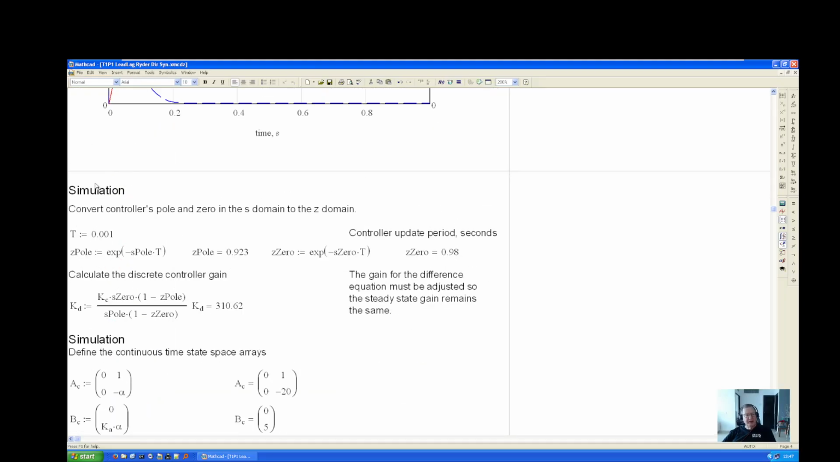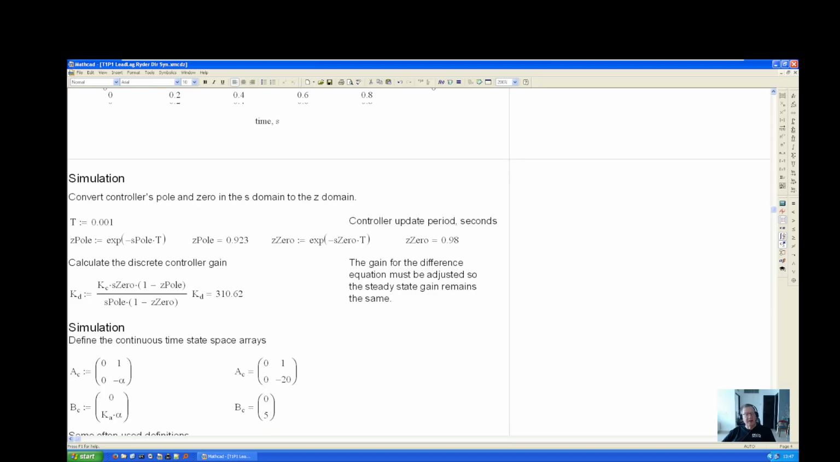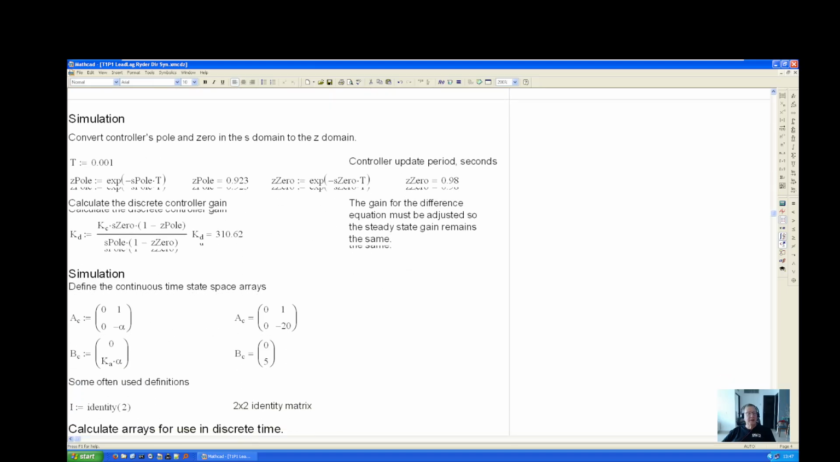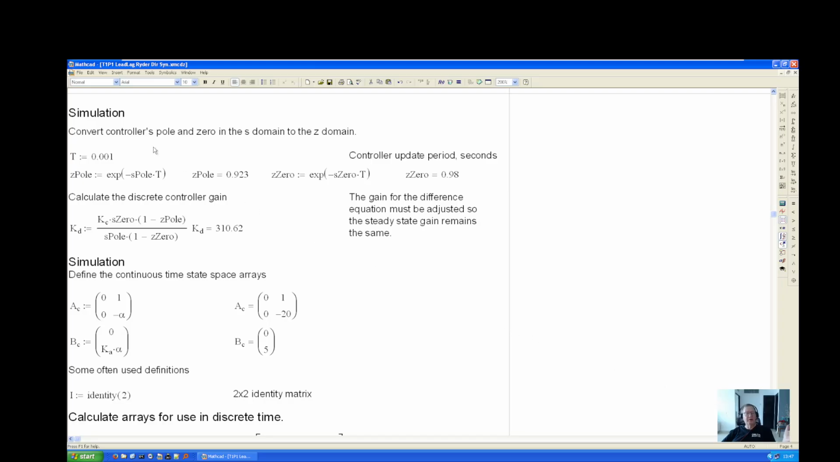So let's see what it does in a more realistic simulation. And the instructor didn't cover this at all either, and I think it's important. I'm going to simulate a system, and I'm going to assume that I'm doing this for a motion controller. I have an update period of 1 millisecond. I've got a Z pole. This is a pole in the Z domain, or discrete, and this is how you convert the poles in the S domain to the pole in the Z domain. And then this is how you convert, or scale, the gain in the continuous domain over to the discrete.